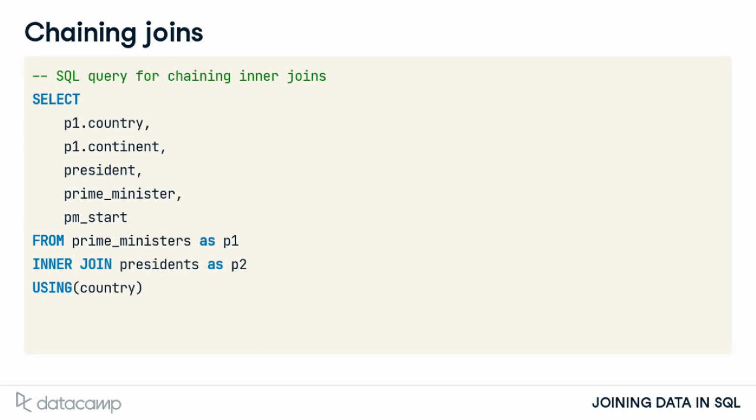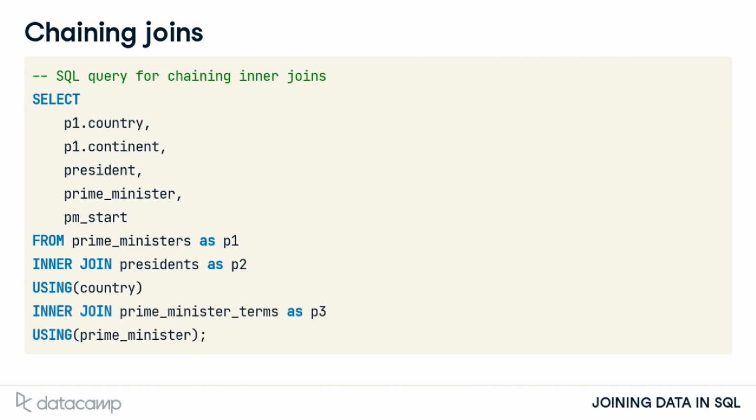Here's a look at the final SQL query for chaining a second inner join to our first inner join. Notice that the syntax for the second join is exactly the same as for the first join, but we use prime minister as the field to join on instead. We can continue the chain and join as many tables together as we need.